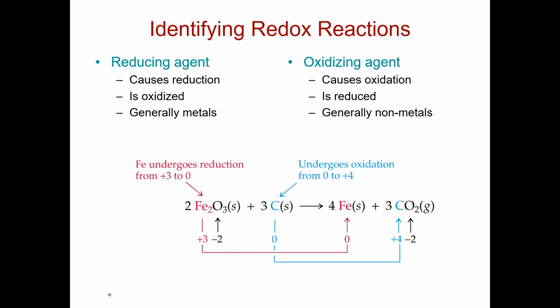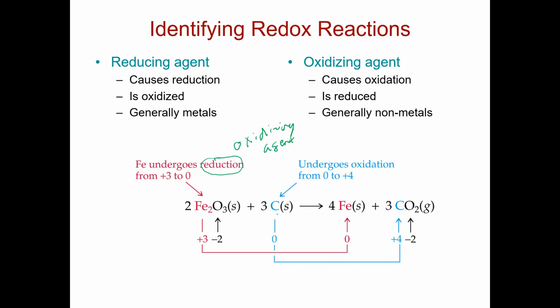Example here, we have iron(III) oxide reacts with carbon to form iron and carbon dioxide. So iron goes from a positive 3 charge to a charge of 0, which means that it gained electrons. If it gained electrons, it underwent reduction. So since it underwent reduction, it's the one that gets reduced. It's causing something else to be oxidized. So iron would be the oxidizing agent.